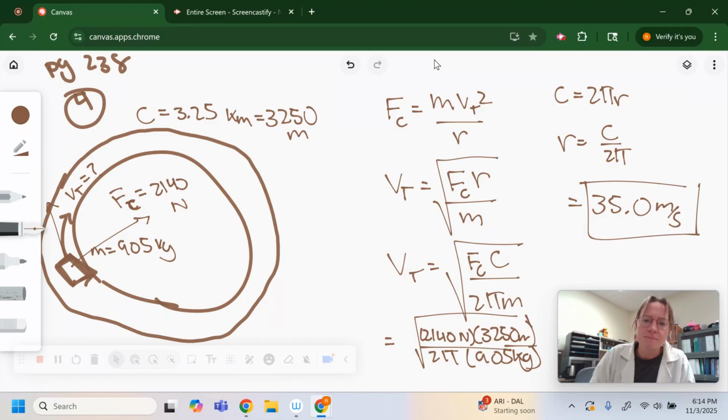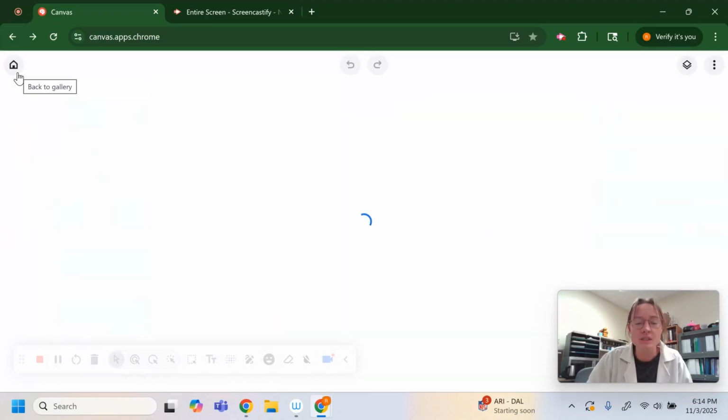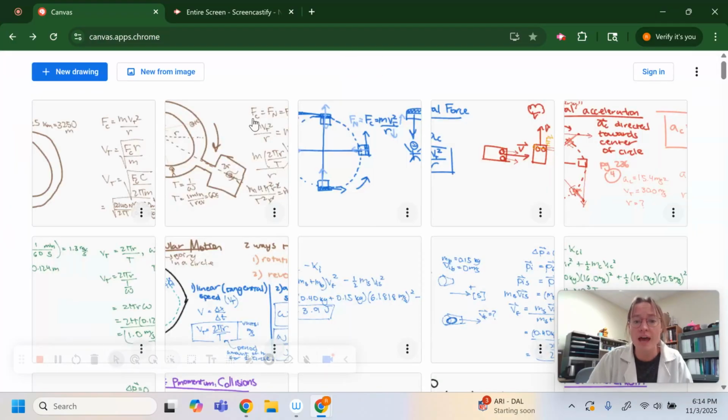So there you go. Now, we talked about a lot of things today, so a quick overview. We started by talking about centripetal force, and we said, hey, any type of force that causes an object to go in a circle, that is a centripetal force.